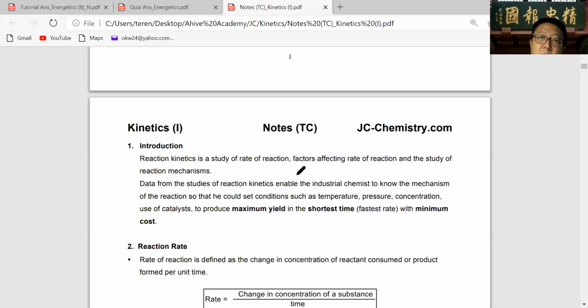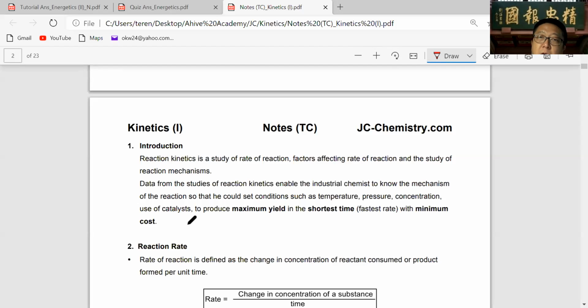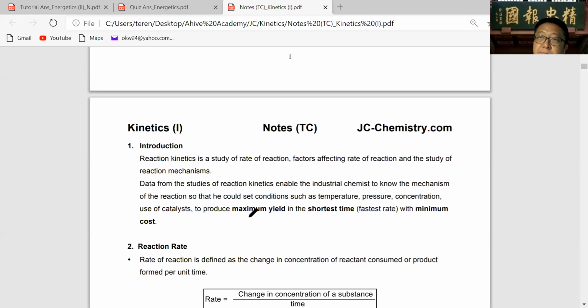Okay, let's go into the notes for kinetics. So this is the introduction. As I mentioned, maximum yield in the shortest period of time with minimum cost. This is what every chemist is talking about. That's why you see people say your reaction is too slow, speed up, or your yield is too low, speed up. So you have to strike a balance.